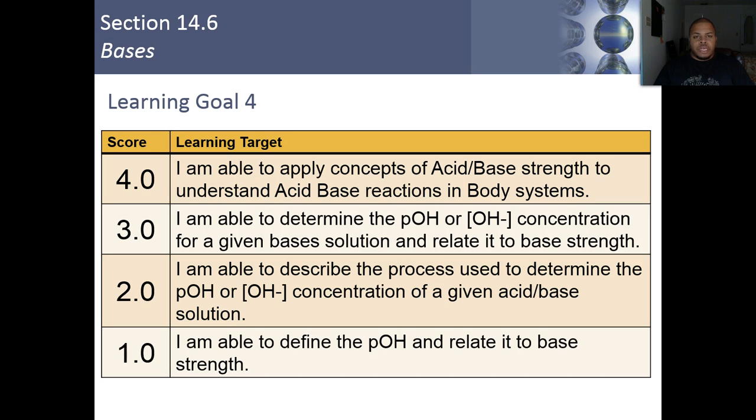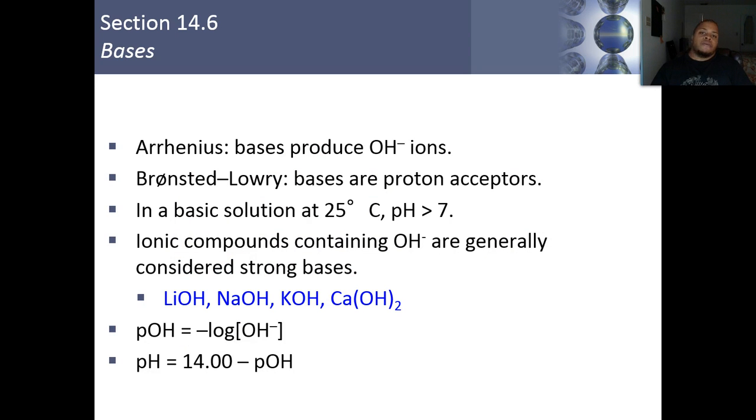Our goal, of course, by the end, we want you to be able to determine the pOH or hydrogen ion concentration given a base solution and relate it to the base's strength. According to Arrhenius, the definition for a base is that it releases hydroxide ions. Bronsted-Lowry says that it's the substance that accepts protons. Usually it's going to have a pH that's greater than 7.